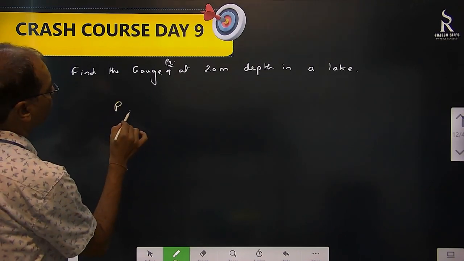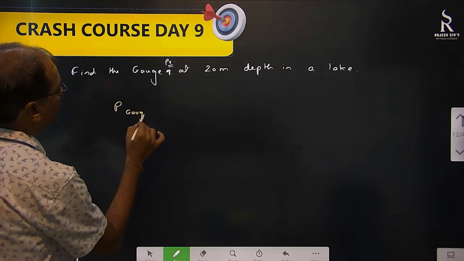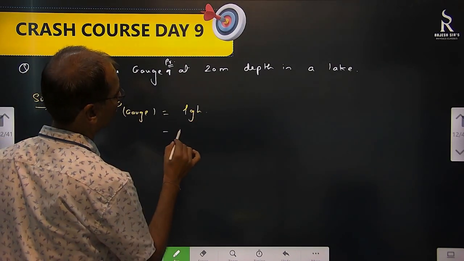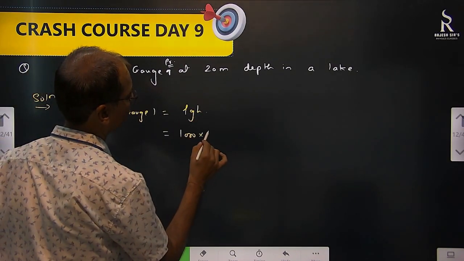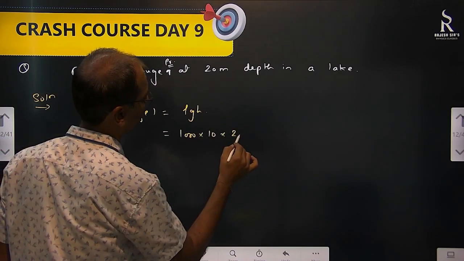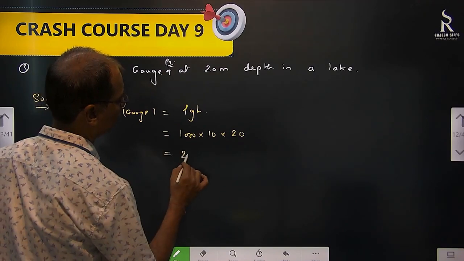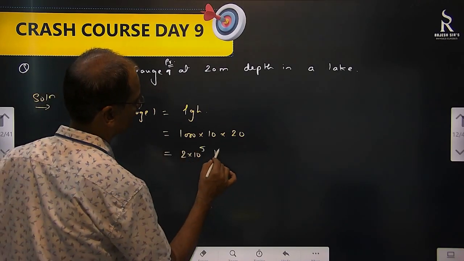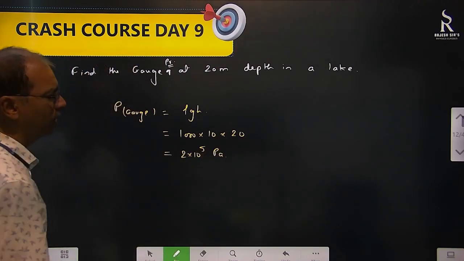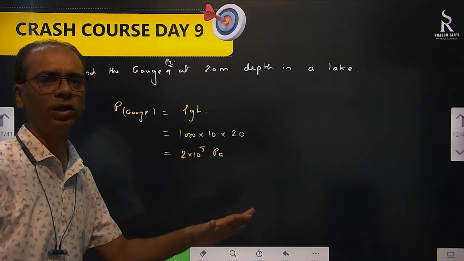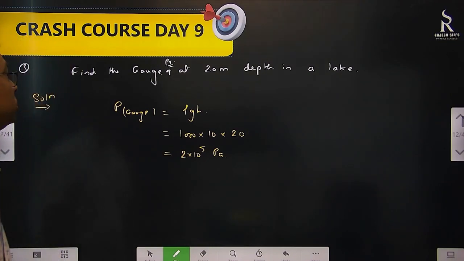P gauge is rho gh. Now water is given, so directly I am taking its density as 1000 kg per meter cube, g is 10 and this is given 20. Direct, finished. Our answer is 2 into 10 to the power 5 Pascal. Absolute pressure, if he is asking, add atmospheric pressure, 1 into 10 to the power 5. It will become 3 into 10 to the power 5. So gauge pressure here is rho gh.